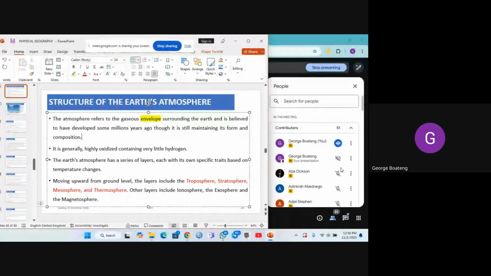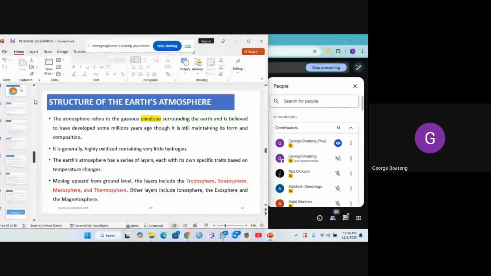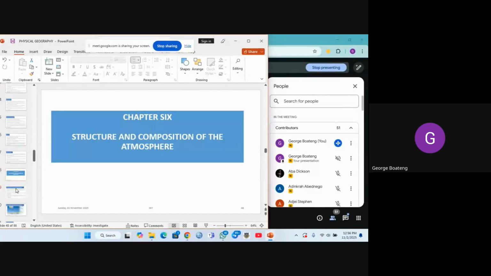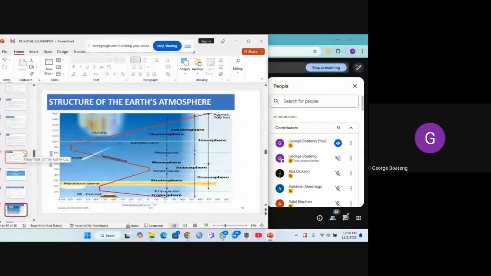Within this and the outer parts, we have the ionosphere, the exosphere, the ozonosphere, and the rest. They even enter into what we call space. Now, the most important one to you, as you stay here, because you don't travel anywhere, is the troposphere. The troposphere happens to be the first layer from the ground.